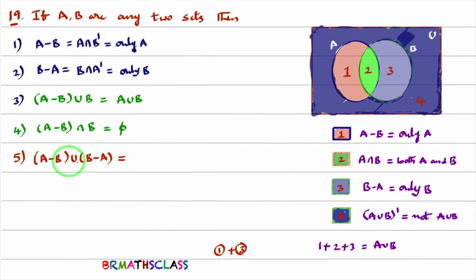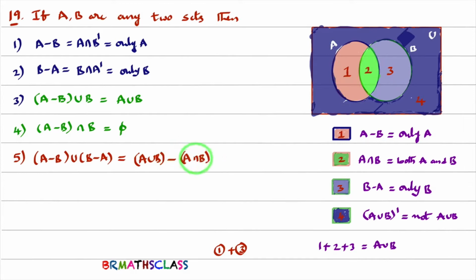A minus B union B minus A is part 1 plus part 3, which can be written as A union B. A union B means what? 1 plus 2 plus 3 minus the second part. What is the second part? The second part is A intersection B.